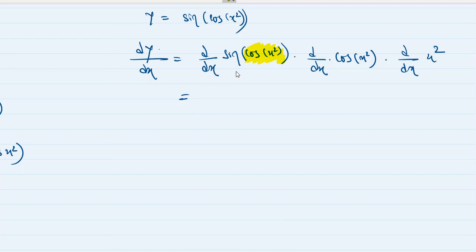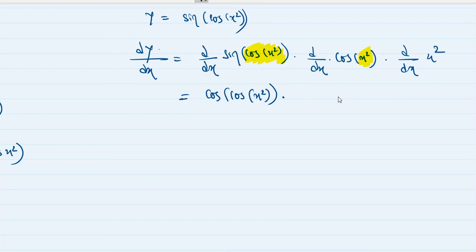So what is the differentiation of sine x? Cos x. So just write it as cos of x square. Here, don't touch the inside stuff, keep it as it is, just imagine it to be x.